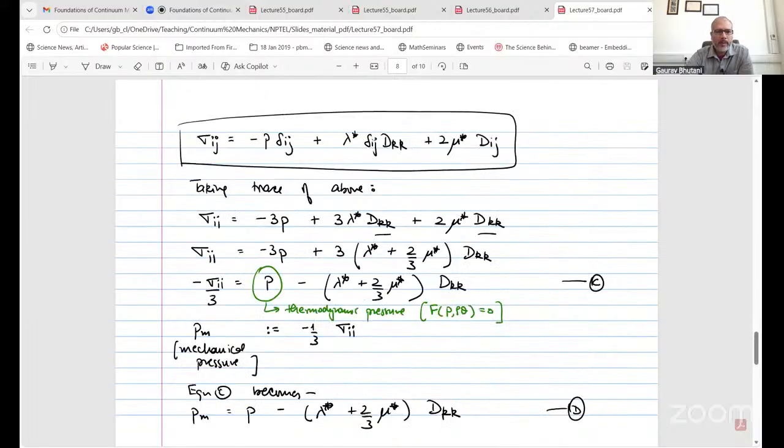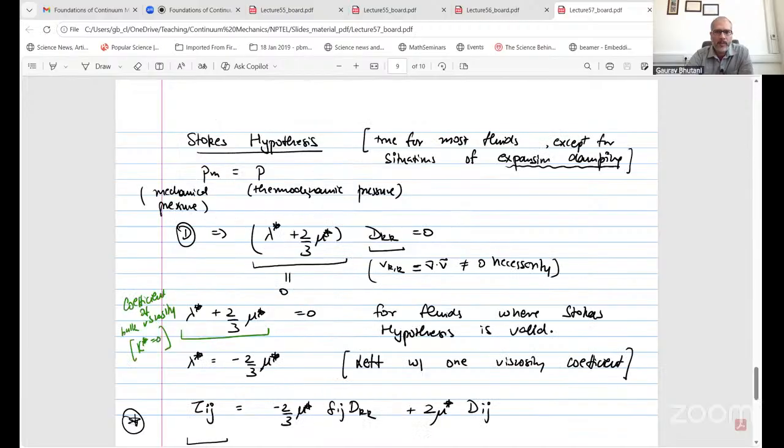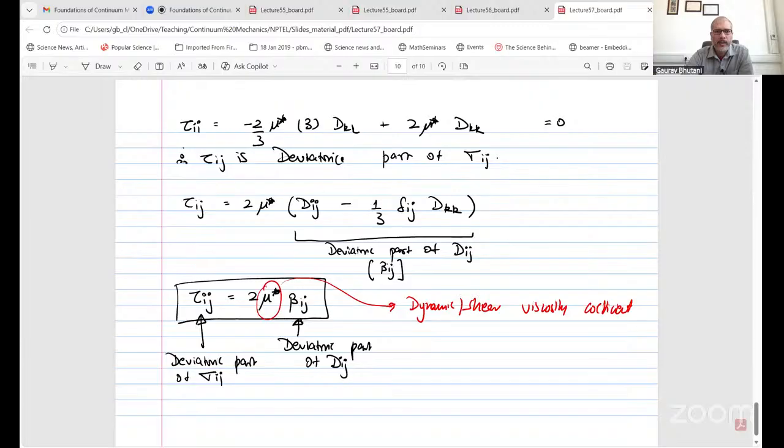Now here we applied the condition that the mechanical pressure and the thermodynamic pressure are the same. That's called the Stokes hypothesis, and this is the case for most of the fluids. And this is where we boil down to just one viscosity coefficient. This is typically what we see in the constitutive model for air or water.